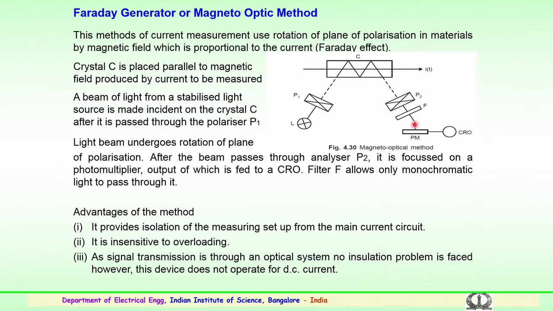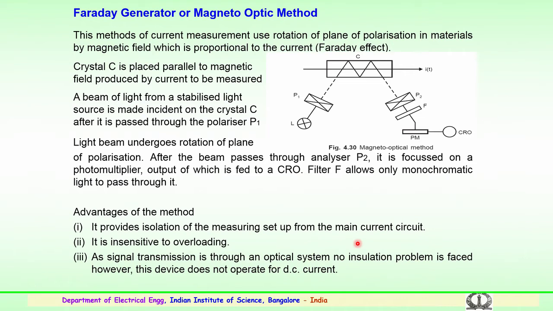It is further focused on the photomultiplier, with a filter F and a photomultiplier here. The output is connected to a digital storage oscilloscope or a cathode ray oscilloscope, and the filter F allows only monochromatic light to pass through to the photomultiplier. The advantages of this method are that it provides isolation of the measuring setup from the main current circuit, and it is insensitive to overloading.